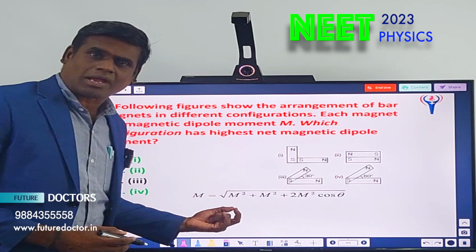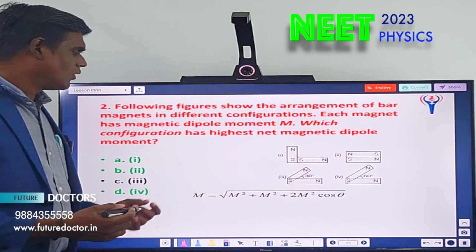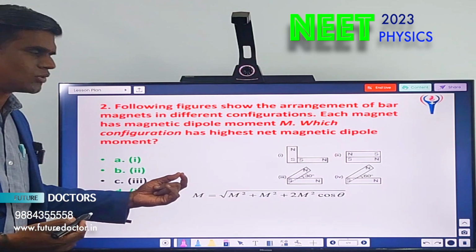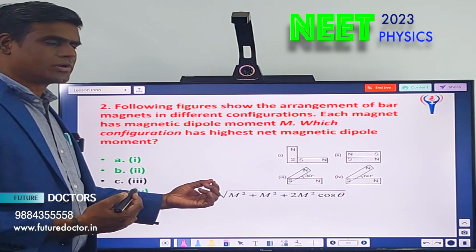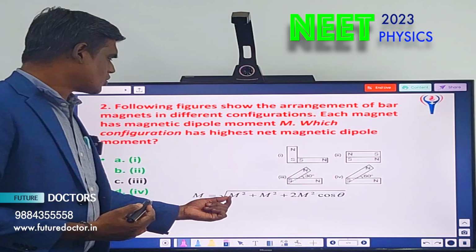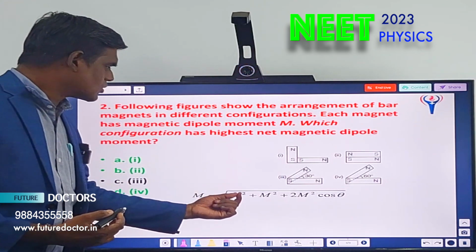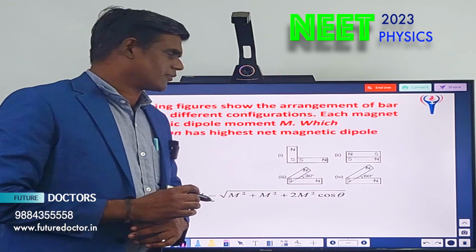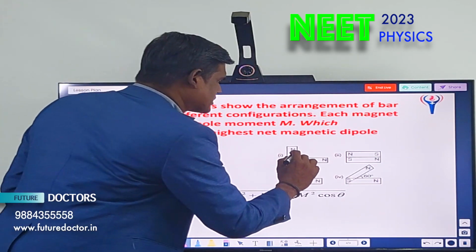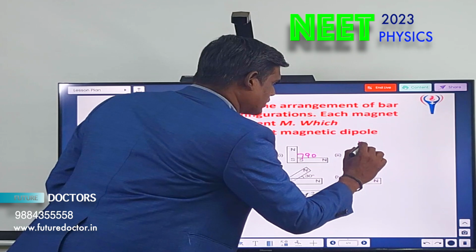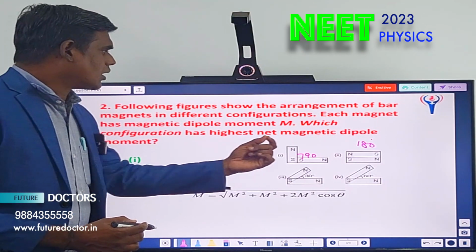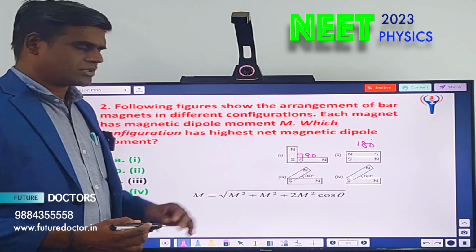Formula for resultant magnetic moment, M equal to square root of M1 square plus M2 square plus 2 M1 M2 cos theta, and M1 equal to M2 equal to M. So M equal to square root of M square plus M square plus 2 M square cos theta. So everything is same, theta only changing. Cos theta: this is 90 degree, and this theta is 180 degree, and here 30, here 60. Cos 90 is 0, cos 180 also 0, so its value is least.